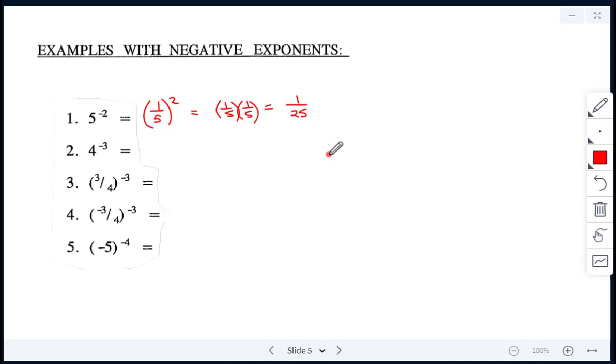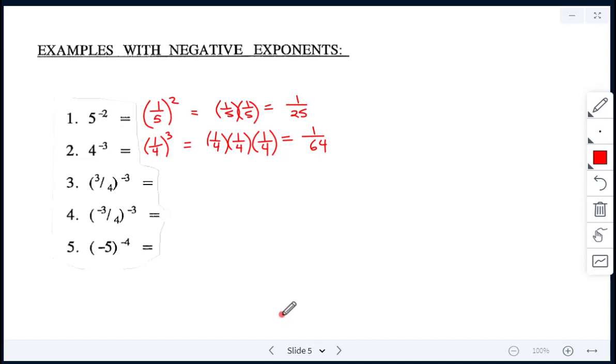All right, let's try this next one here. Our base is 4, our exponent is negative 3. So the reciprocal of 4 is 1 over 4. So this will become 1 over 4, and now our exponent becomes positive. Okay, so factored form of 1 over 4 to the power of 3. So we write that out as 1 over 4 times 1 over 4 times 1 over 4. And we would just multiply that out. Our numerator would just be 1. And then 4 times 4 times 4, which is 64.